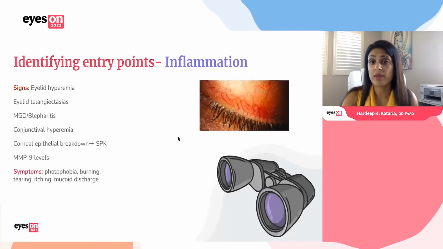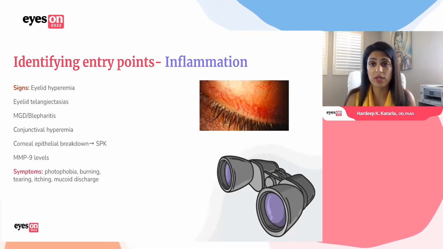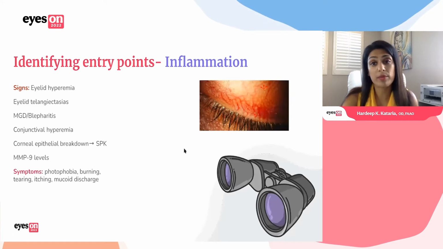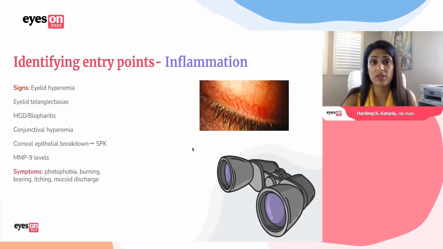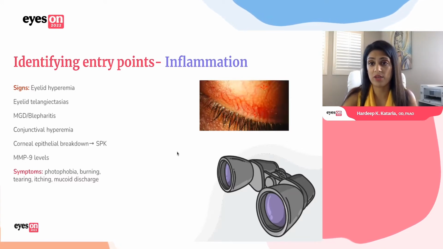You might see signs of Meibomian gland dysfunction and/or blepharitis. That again could be either a mix of staphylococcal or Demodex, or individually both. Conjunctival hyperemia is a landmark sign really of inflammation on the ocular surface. And then of course a breakdown of the corneal epithelium with superficial punctate keratitis as well.